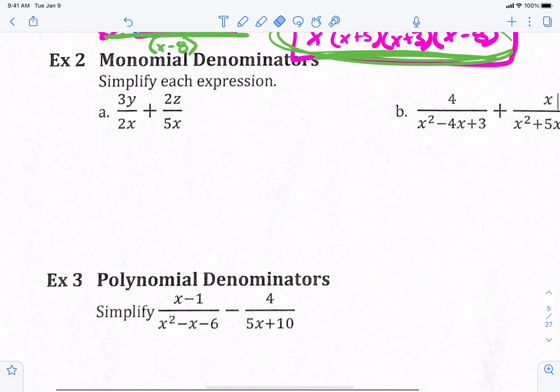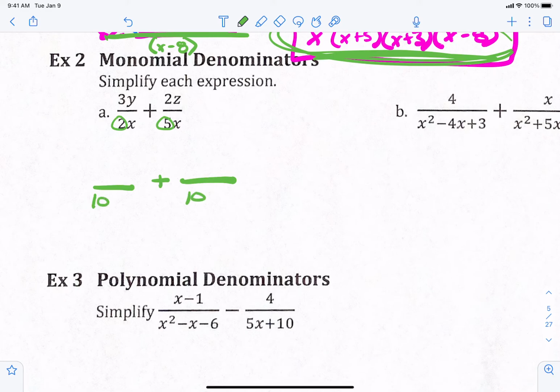Okay? A, we want to find our common denominator. So we're going to do part of this problem. We're going to do part of example 2. And what I want to do is find a common denominator. 10. Okay? So 2 and 5, you said the common denominator is 10. So I'm going to change both of those to 10x's, right? How many x's do you need in your bottom? How many x's do you need? 1. You just need an x, right?